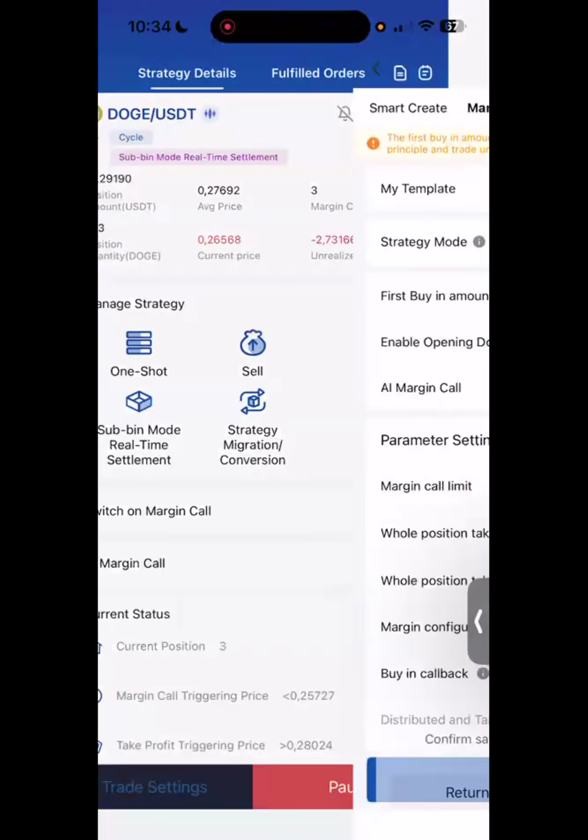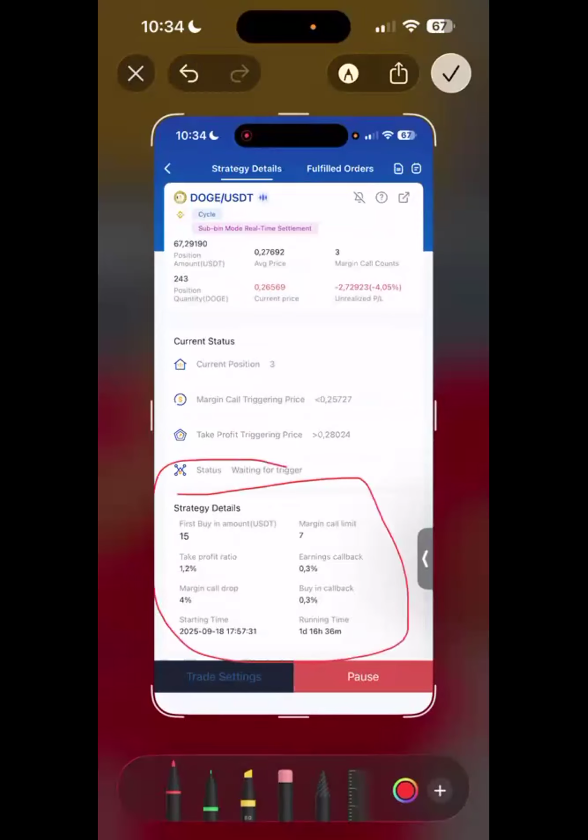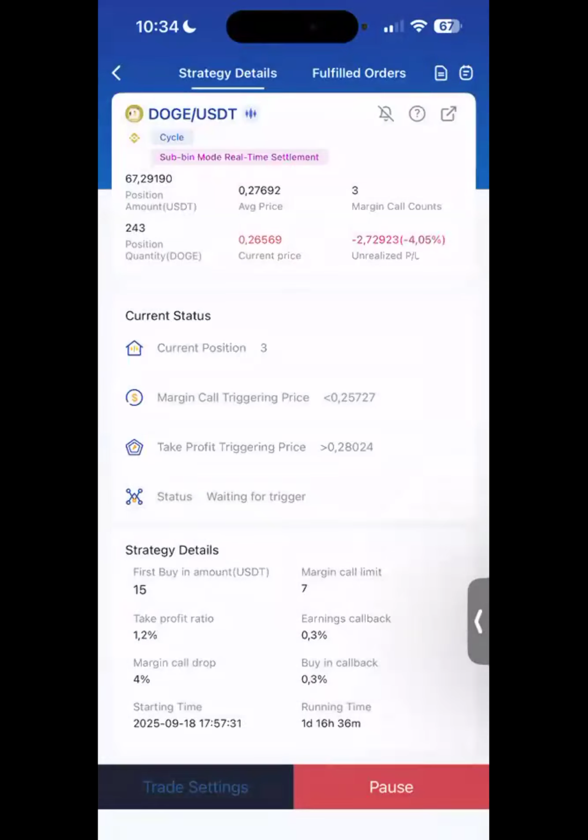Let's go back. Below, you'll be able to see the strategy details where it says running time, 1 day, 16 hours, 36 minutes. So all the trades that you've picked, you'll be able to see how long they've been running for. You don't need to go to transaction record to see when you started it. It is here under running time. And the starting time is also allocated beautifully over there.